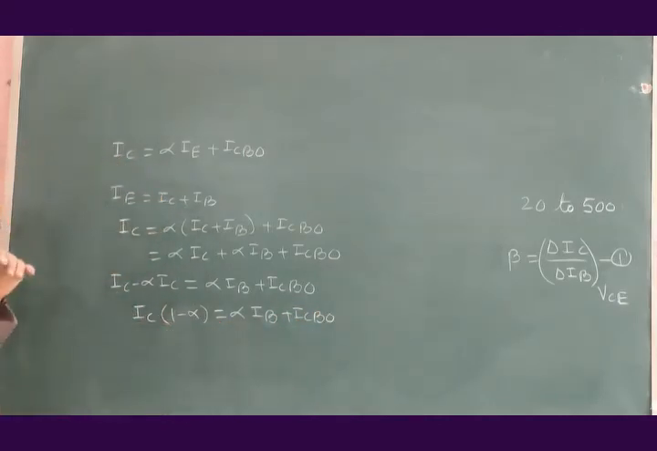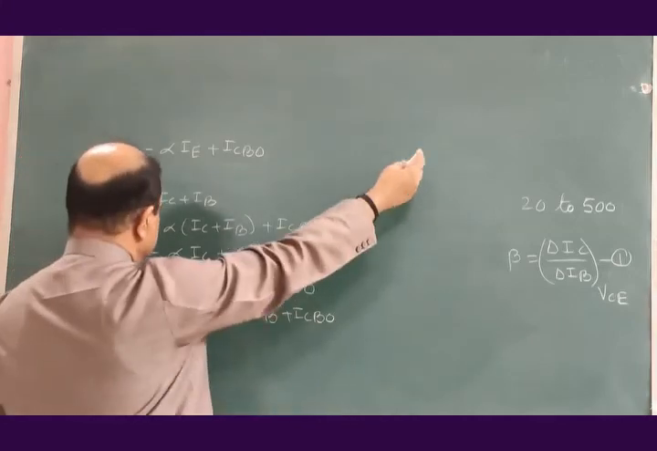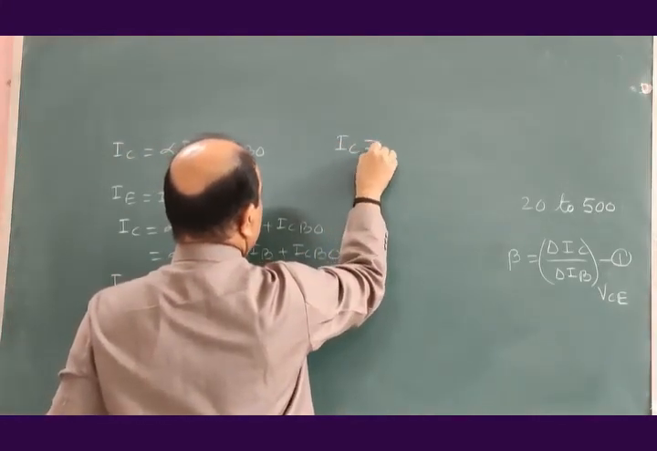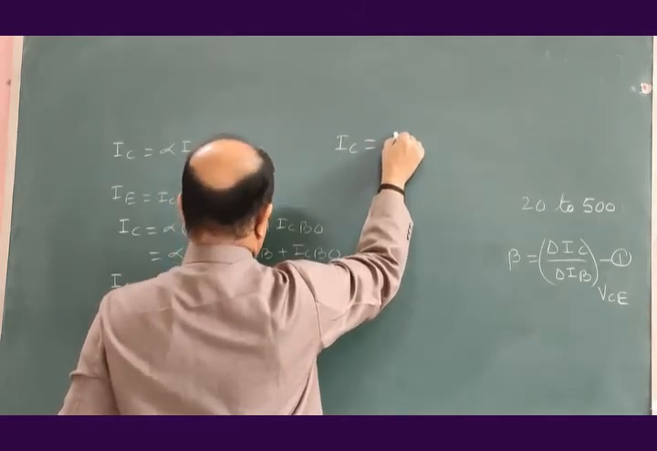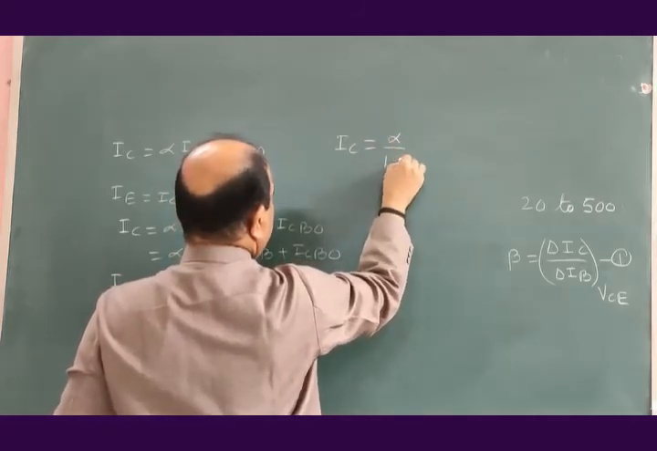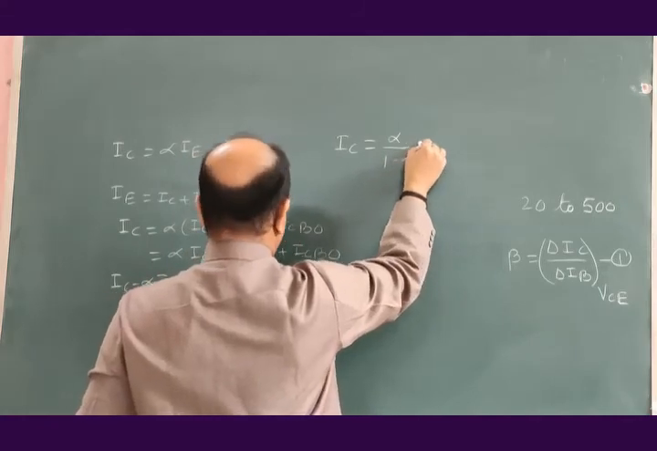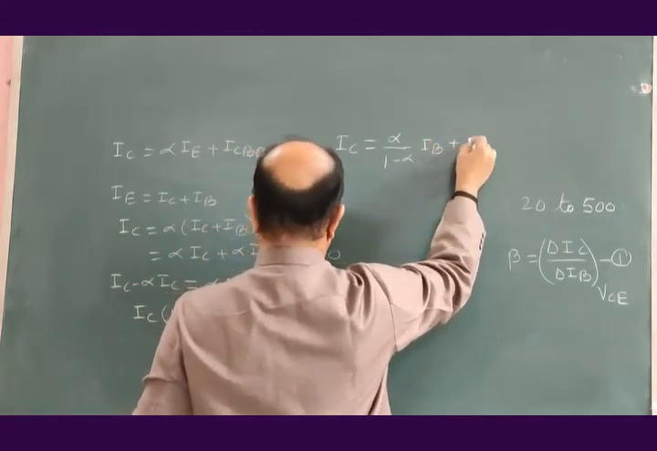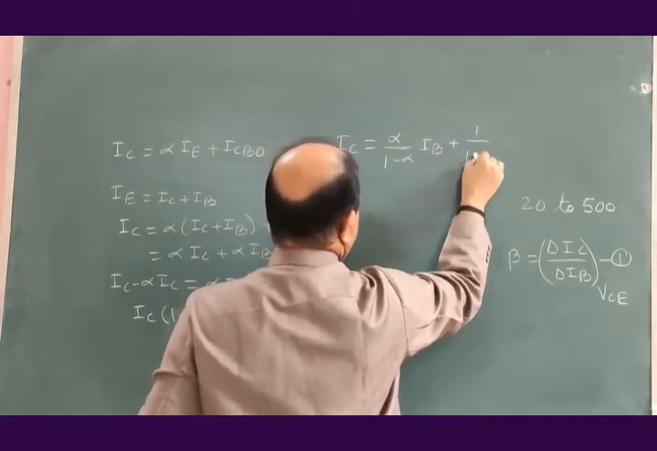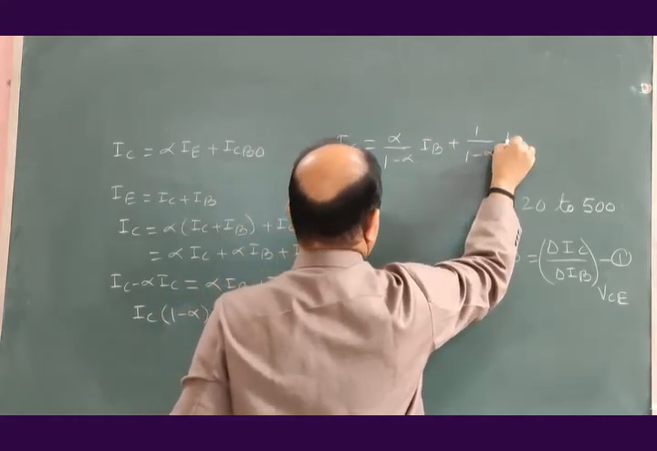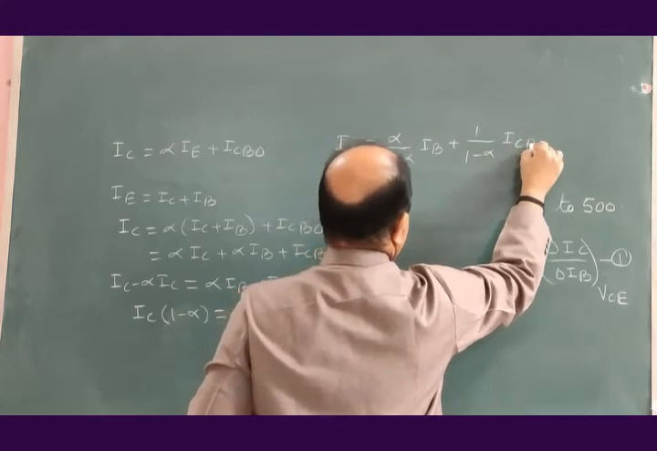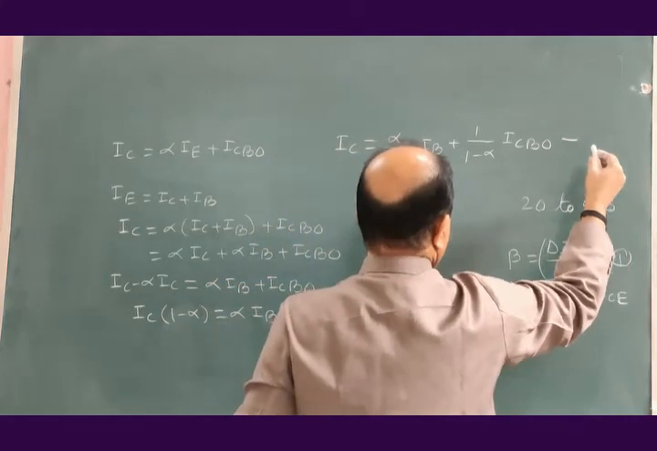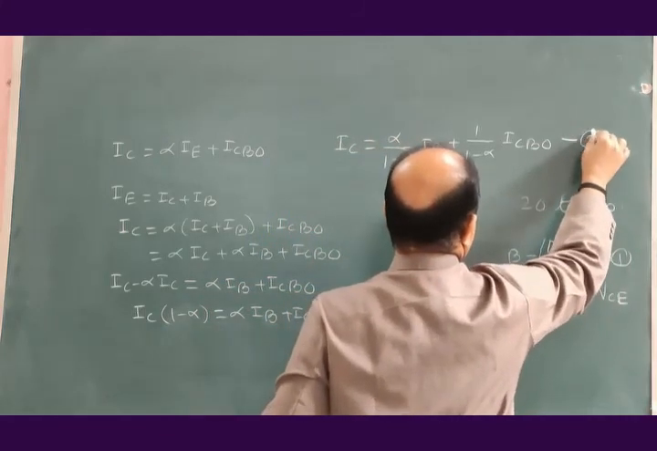Transfer this 1 minus alpha to this side to get IC is equal to alpha divided by 1 minus alpha into IB plus 1 divided by 1 minus alpha into ICBO. Let it be equation number 2.